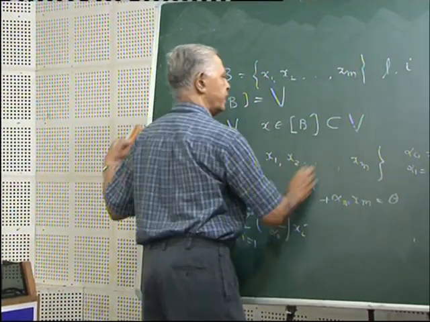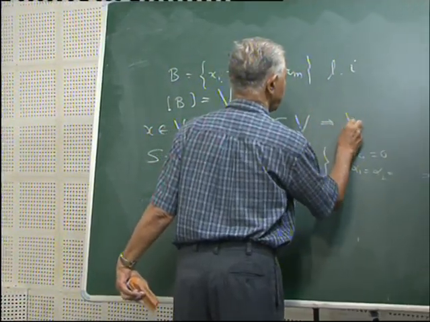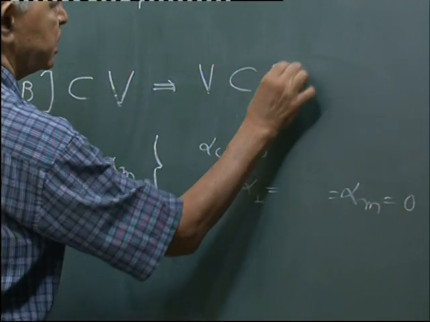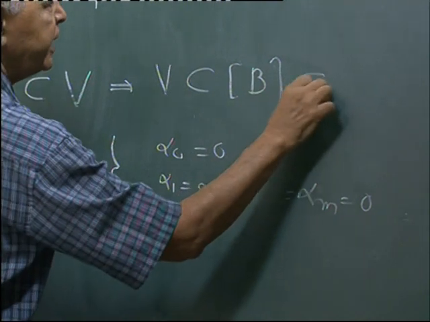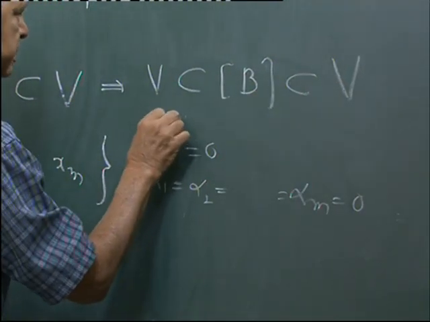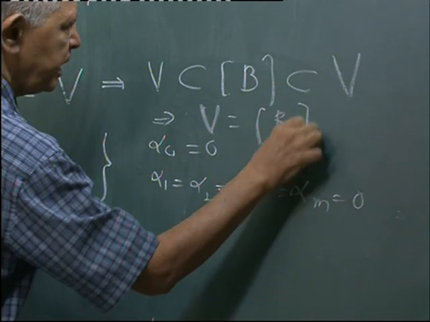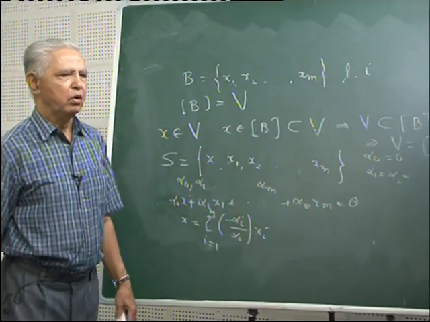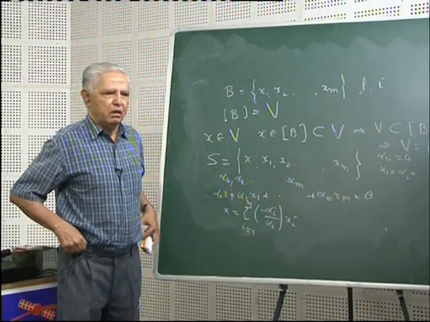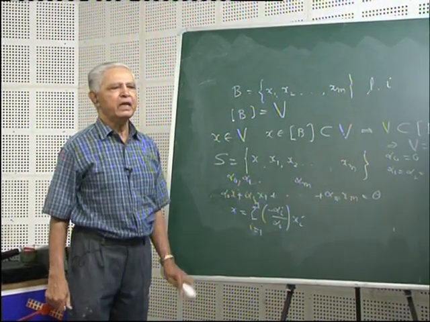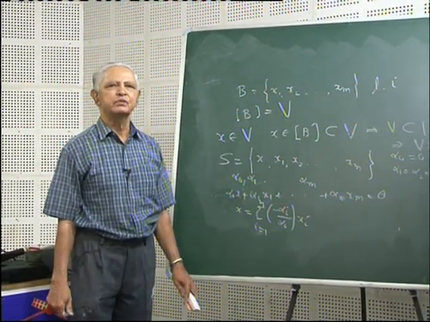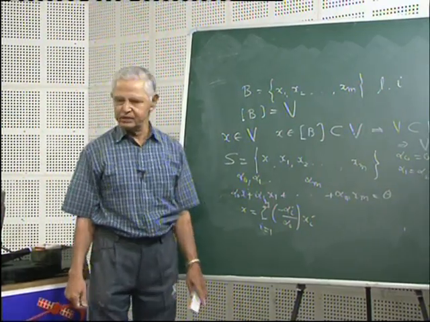So, x belongs to V implies x belongs to the subspace spanned by B. This is also contained in V, and so this implies V is contained in the subspace spanned by B, and it is contained in V, and that implies V is equal to the subspace spanned by B. So, any set containing n linearly independent vectors becomes a basis. Now, we have next theorem.